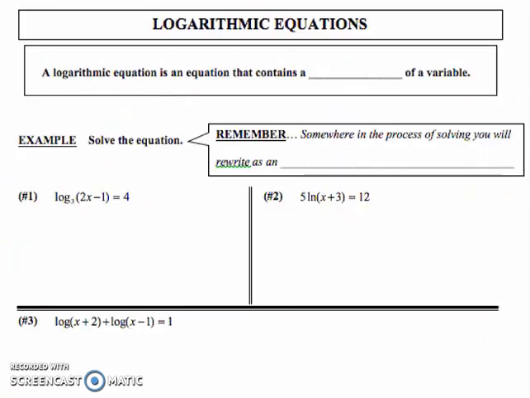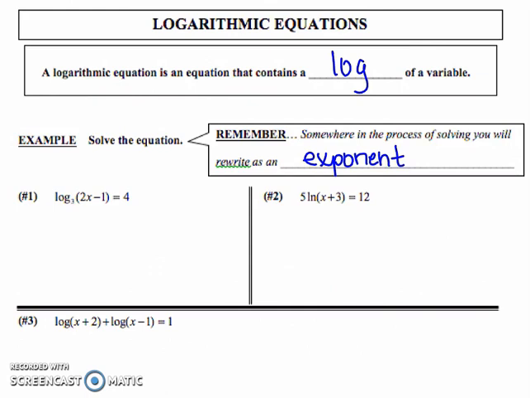Now we're going to transition to logarithmic equations. A logarithmic equation is an equation that contains a log of a variable. To solve our equation, we have to remember that somewhere in the process of solving, we're going to be rewriting our equation as an exponent. Just like when we were trying to solve an exponential equation, we changed to log form. If we're solving a logarithmic equation, we're probably going to be changing to exponent form.